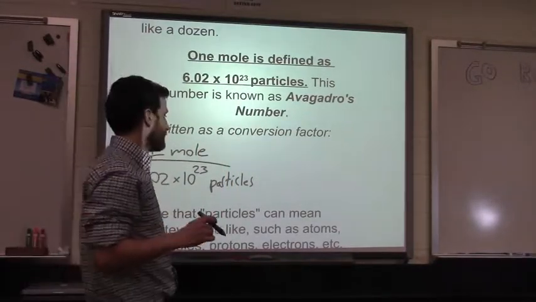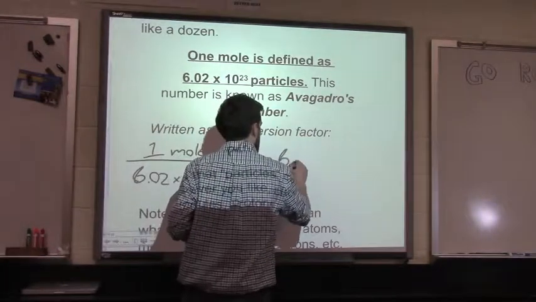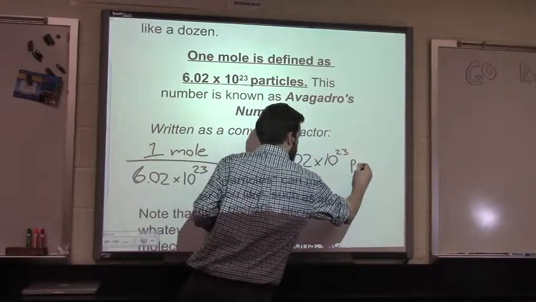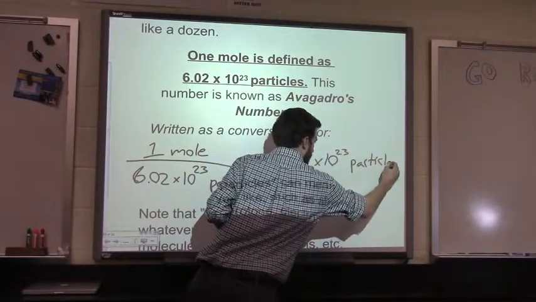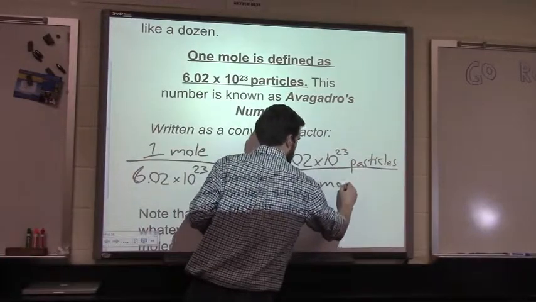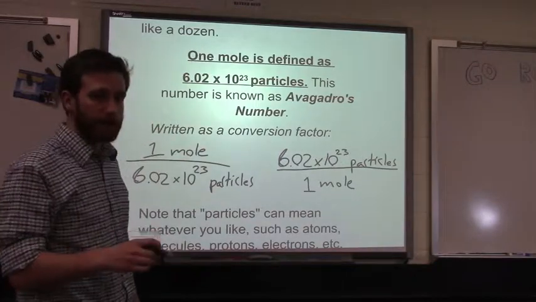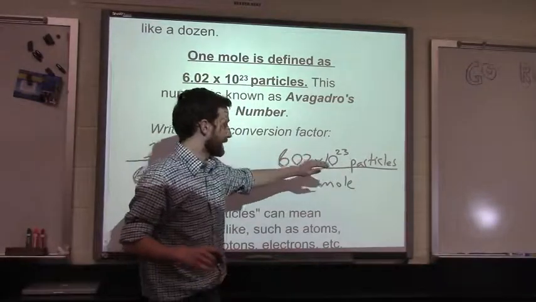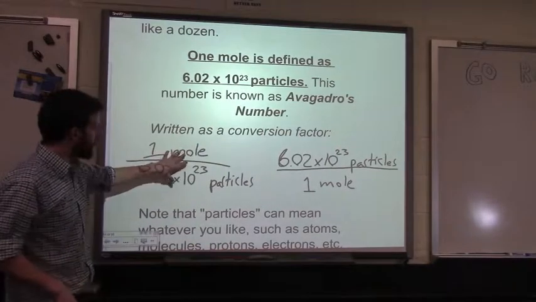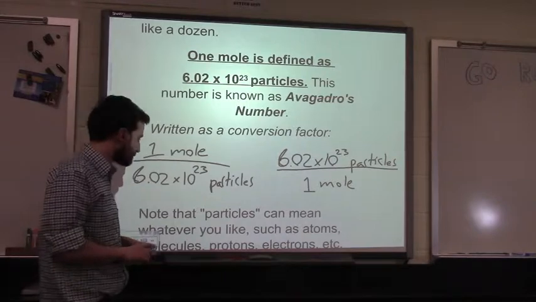Another one would be flipping it, the reciprocal. Well, there's 6.02 times 10 to the 23rd particles per 1 mole. So I'd want to use this conversion factor if I'm trying to cancel moles and get into particles. And I'd want to use this conversion factor if I'm trying to cancel particles and get into moles.